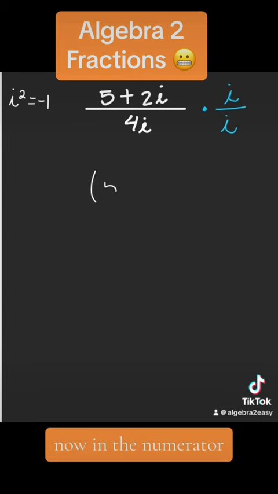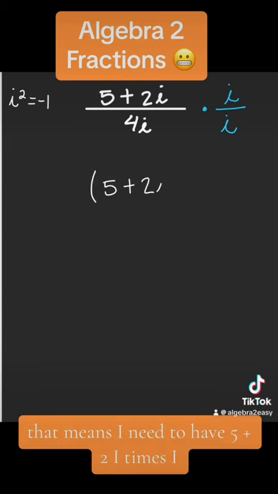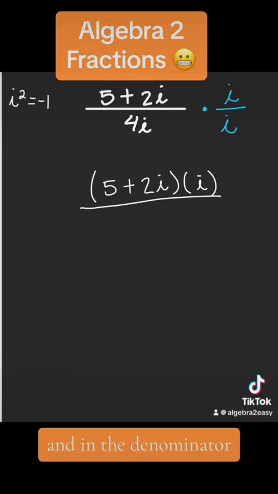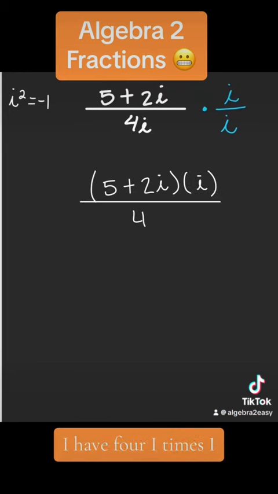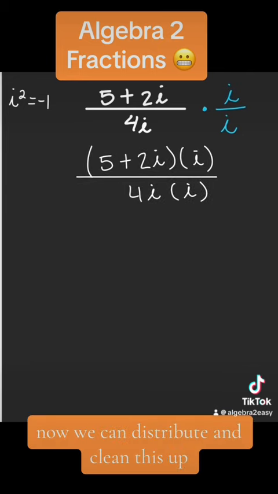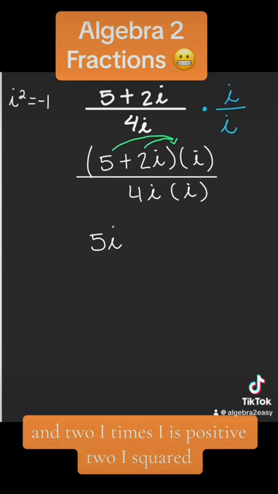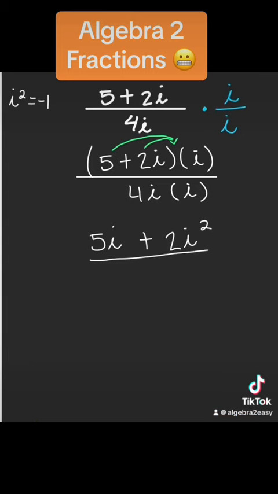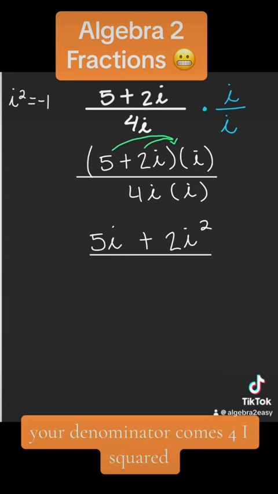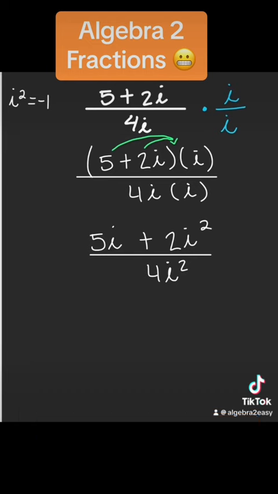Now in the numerator, that means I need to have (5 + 2i) times i. And in the denominator, I have 4i times i. Now we can distribute and clean this up. 5 times i is 5i, and 2i times i is positive 2i squared. Your denominator becomes 4i squared.